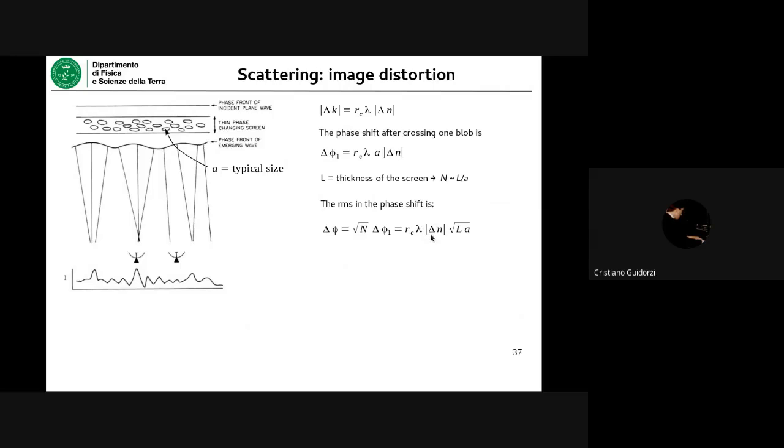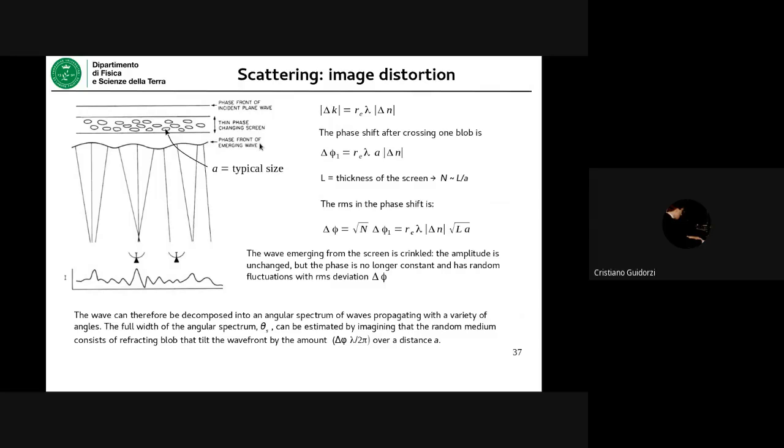Times the typical delta n, where delta n is the typical density variation inside one blob with respect to outside. Of course, if there were no density inhomogeneities, delta n would be 0, and that would be a perfectly homogeneous screen. So essentially, there would be no effect in making the wavefront bumpy as it is. Okay, this is something that I already said.